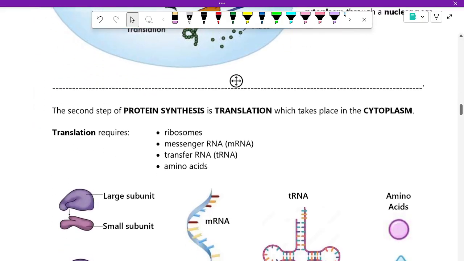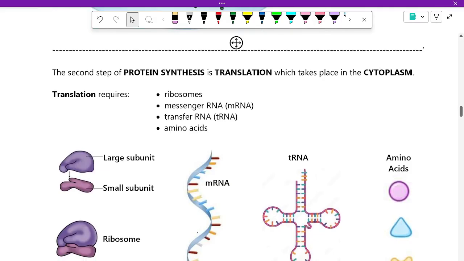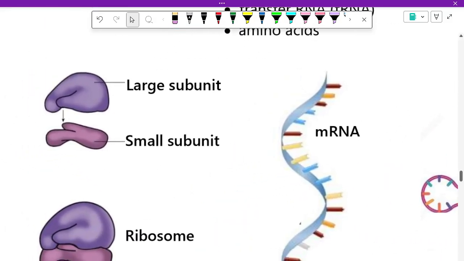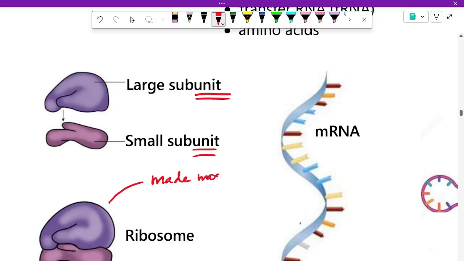In order to do translation, you need a ribosome. The ribosome is made of two subunits. It's made of a large subunit and a small subunit, and the two together make the ribosome. What is the ribosome mostly made of? Made mostly of rRNA. Perfect.